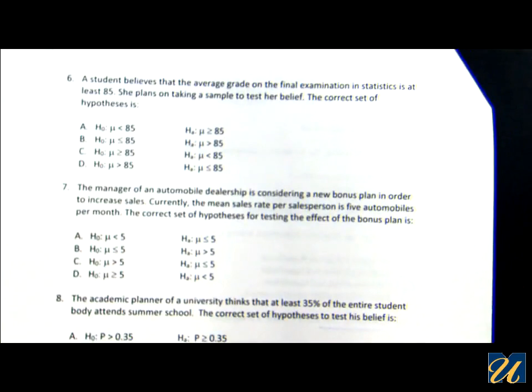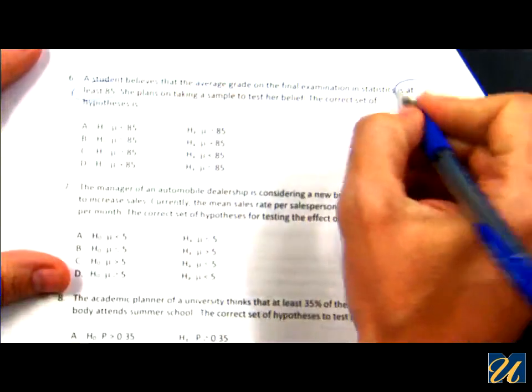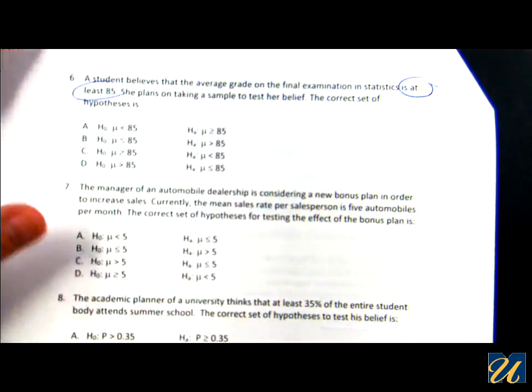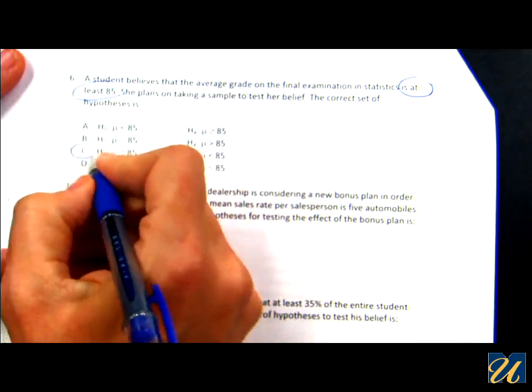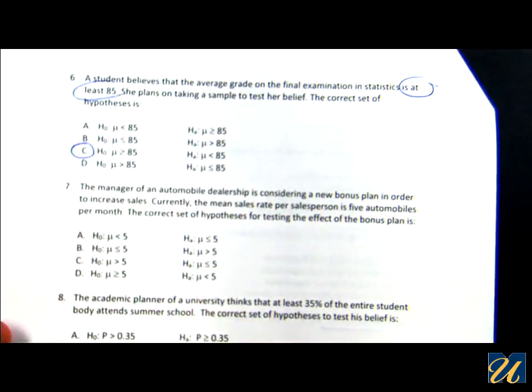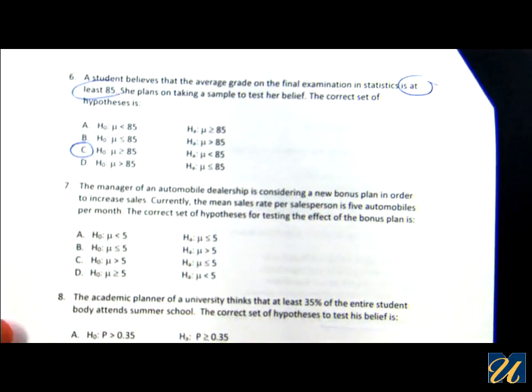A student believes that the average grade on the final examination in statistics is at least 85. She plans on taking a sample to test her belief. The correct set of hypotheses is: at least 85 is your null hypothesis since it contains the equal sign, greater or equal to. Therefore, the opposite will be less than. So the correct answer is C.